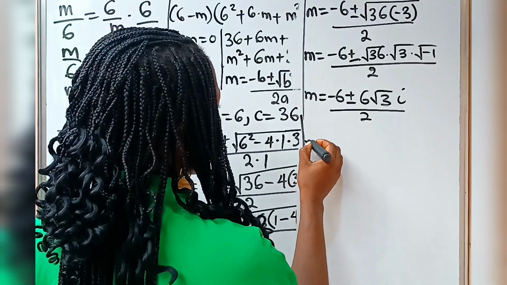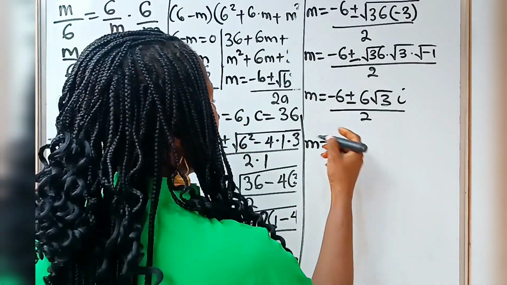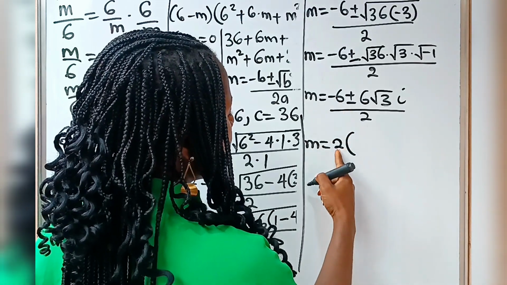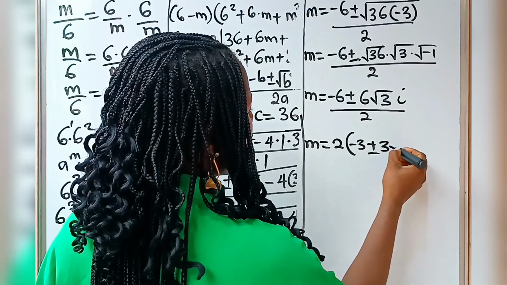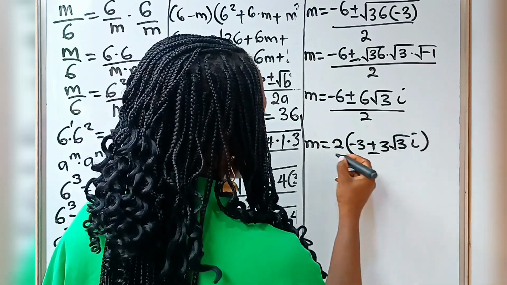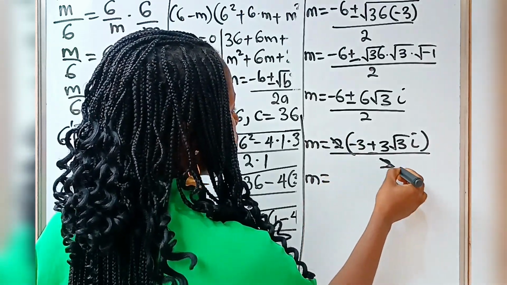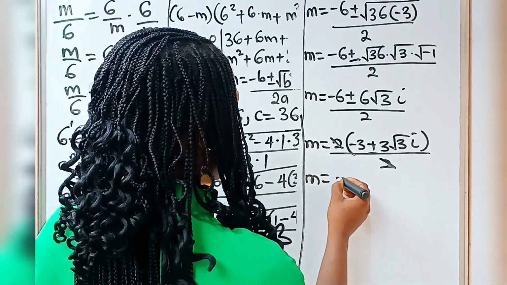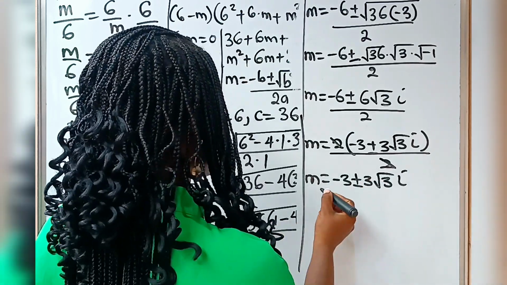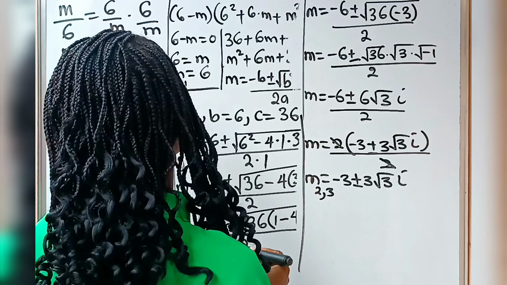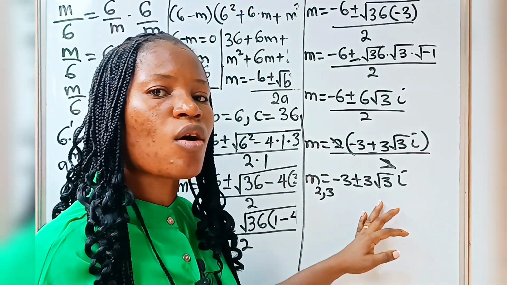So we have that m is equal to, let's factorize 2 from here. So if we factorize 2, -6 divided by 2 is -3, plus or minus 6 divided by 2 is 3. So we have root 3i, everything divided by 2. So we have that m is equal to 2 is going to cancel 2. So we have -3 plus or minus 3 root 3i. So this becomes the second and the third value of our x, which is complex. These ones are complex roots.